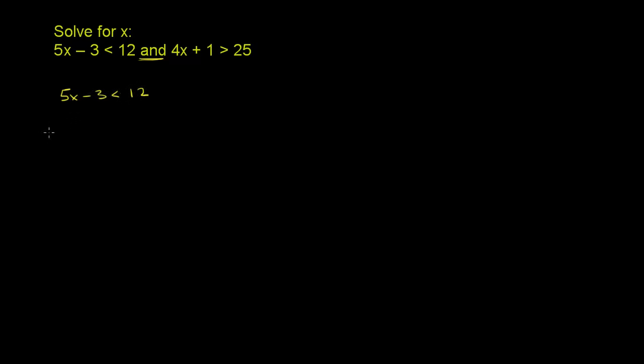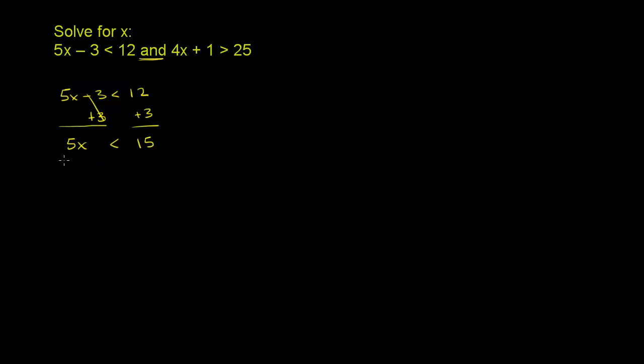So if we want to isolate the x, we can get rid of this negative 3 here by adding 3 to both sides. So let's add 3 to both sides of this inequality. The left-hand side, we're just left with a 5x. The minus 3 and the plus 3 cancel out. 5x is less than 12 plus 3 is 15.